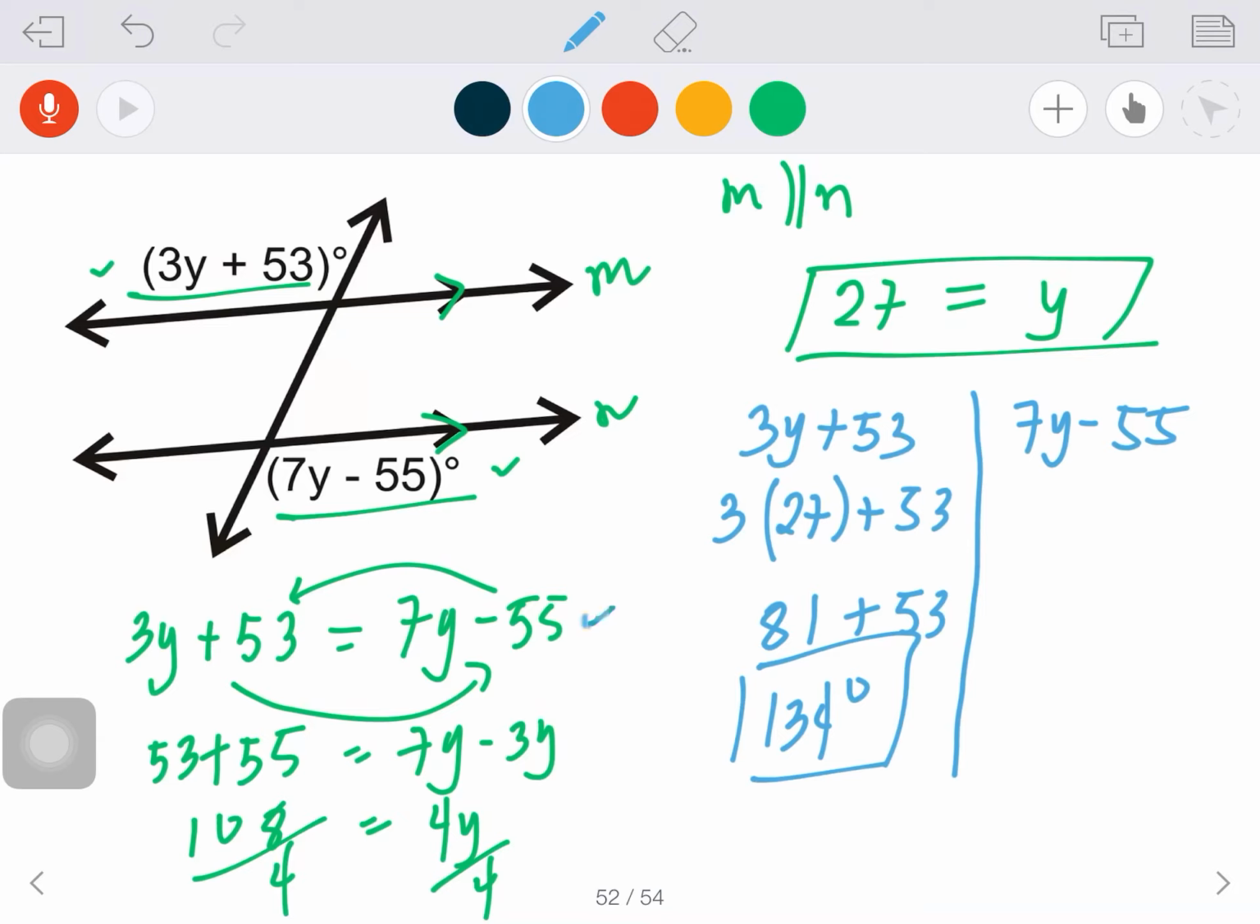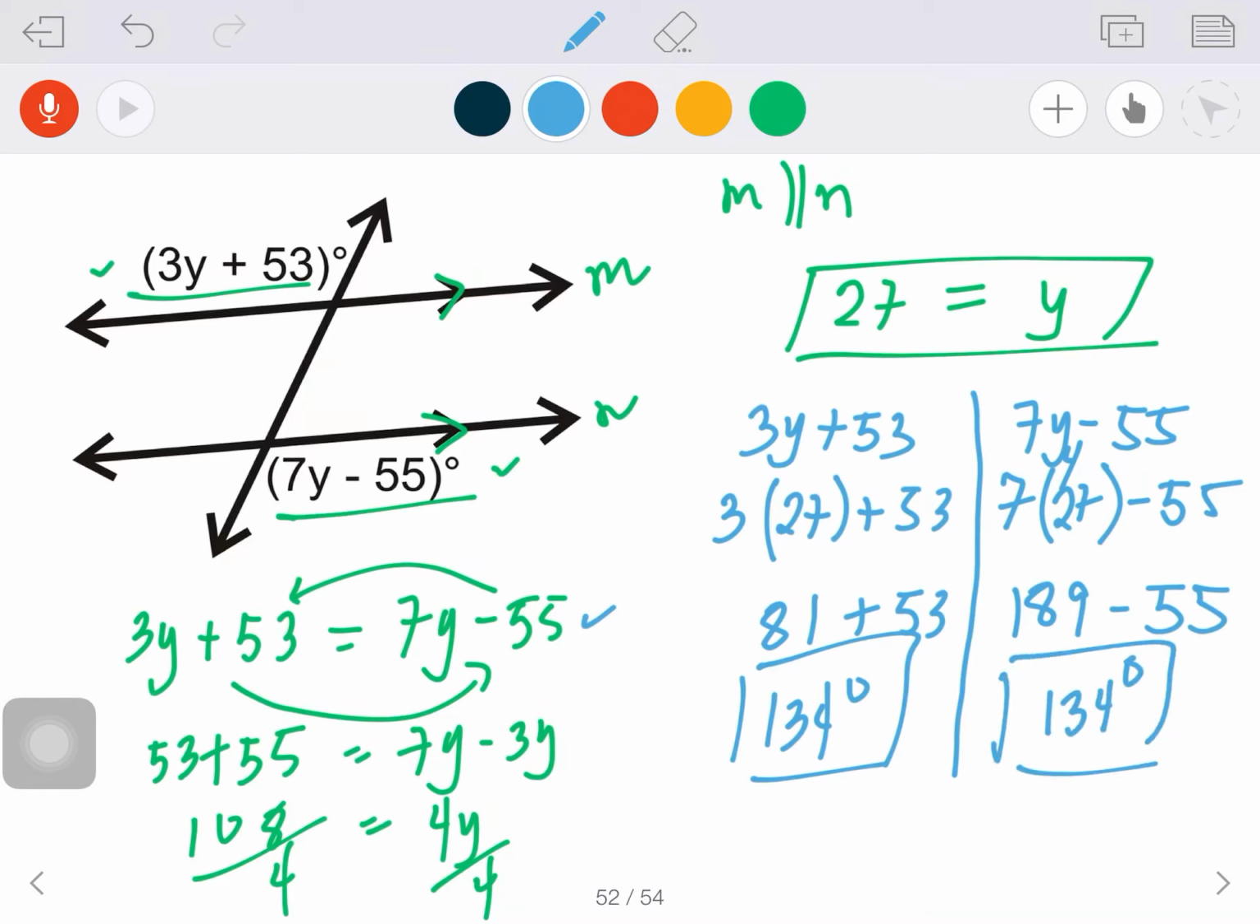But just to check, we have to substitute. So, 7y, with y equal to 27, minus 55. So let's just compute. 7 times 7 is 49. 7 times 2 is 14. That becomes 189 minus 55. And it's equal to 134 degrees.